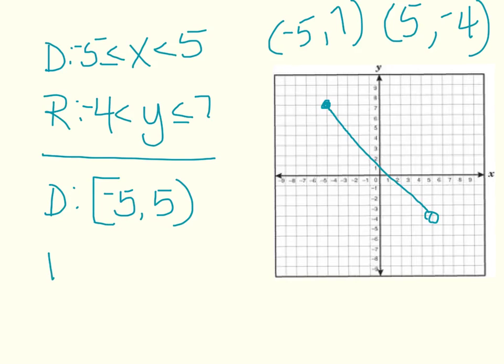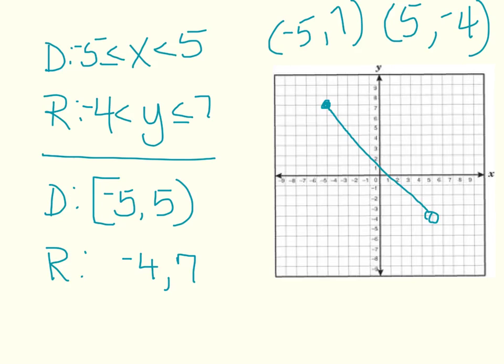For the range, we will need to look at the bottom or at the second endpoint because it is at the bottom of our graph, and then we will look at the beginning endpoint, which is at the top of our graph. And we can also look at those y coordinates. And we want to look at the lowest one first, which is negative 4, and then the highest one, which is positive 7. And so we would write it like this, from negative 4 to positive 7.